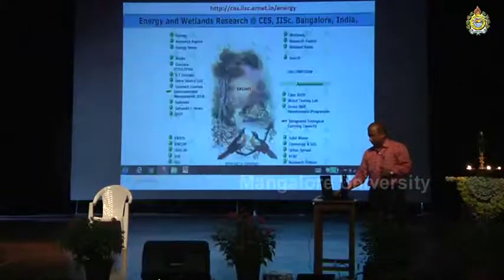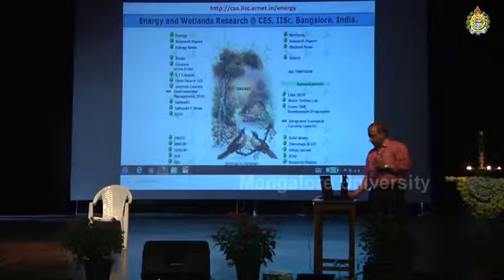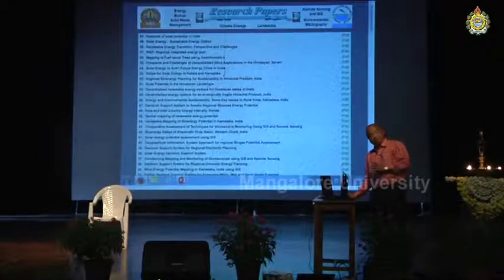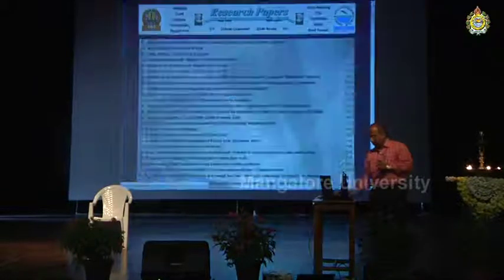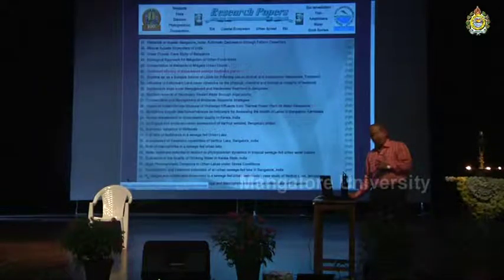When you access the web page, it looks like this. You see the link and research paper, everything is available. When you click on the research paper section, all the publications are put with the themes. If you want energy, you have this one, so papers are also available. Similarly, related to the water bodies, you have the articles.